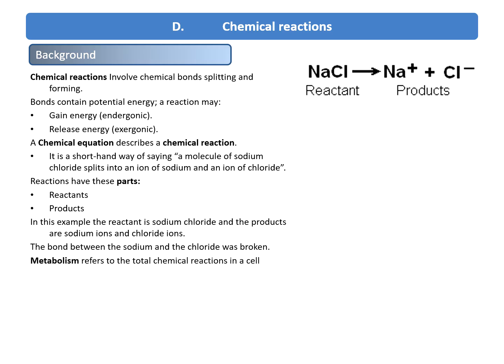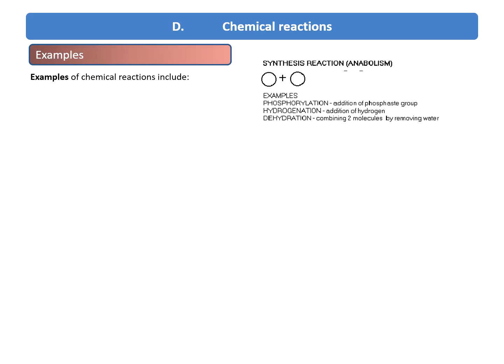Metabolism refers to the total chemical reactions in a cell. Anabolism is metabolism that builds molecules. Catabolism is metabolism that breaks down molecules.